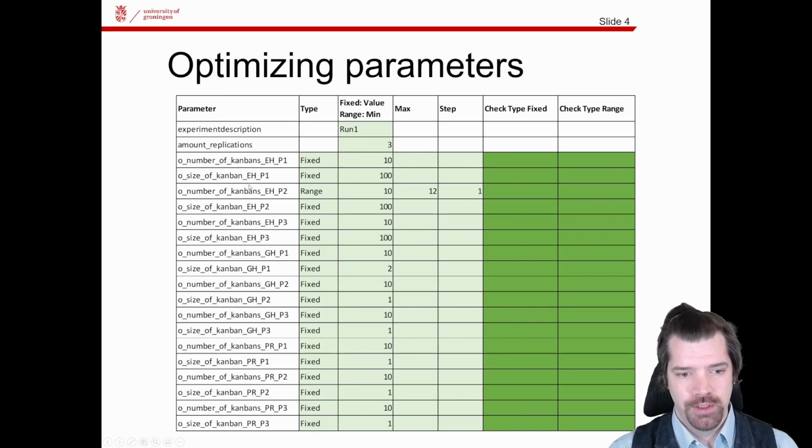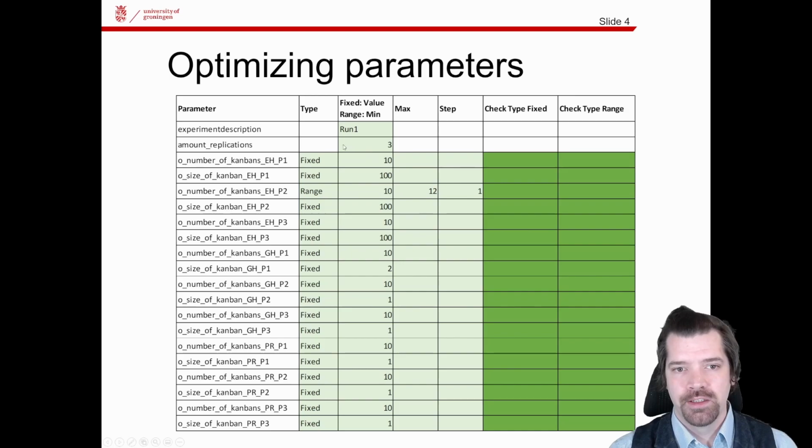The next one is the parameter variation. You see here the same Kanban parameters. You can select, similar to Anylogic, to the experiment parameter variation, if the parameter is fixed or you change it to a range. Then if there is a range, then you can define the minimum value, which is 10. The maximum value is 12. And I have defined for this example a step size of 1. That means we have defined 3 iterations, namely 10, 11, and 12.